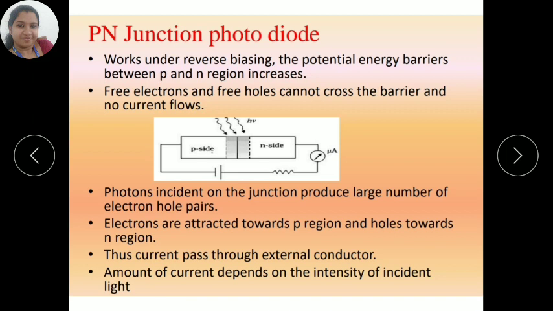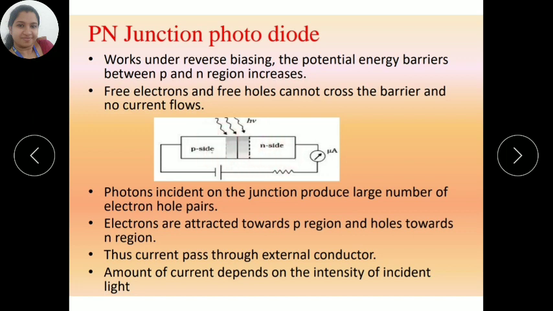Then PN junction diode. PN junction diode is similar to photodiodes. Here a p-type material is there and the n-type material is there, and this region is the PN junction, that means the depletion layer. When this photodiode works under reverse bias condition. Reverse bias condition means P is connected to the negative terminal and N is connected to the positive terminal of the battery. When under reverse bias condition, all the majority carriers of p side, that means holes, move towards the negative side and electrons move towards the positive side. So the width of depletion layer increases.